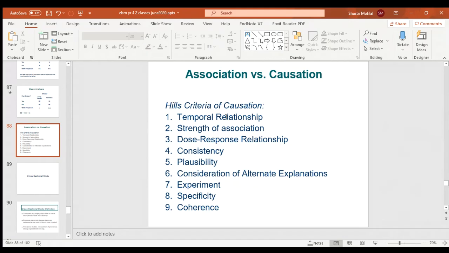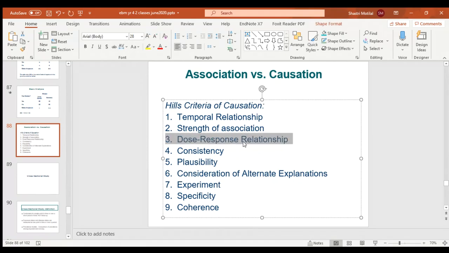Just to touch on one, temporal relationship means the person had to have the risk factor first, then develop the disease some time afterwards. So a person had to smoke for some years, then get the cancer after. A person couldn't have the cancer first and then smoke after, and then you want to say smoking causes cancer. Doesn't make sense.